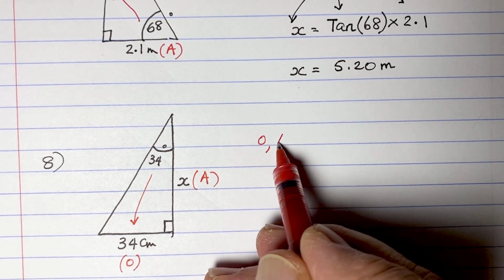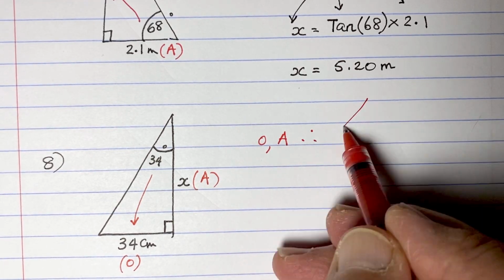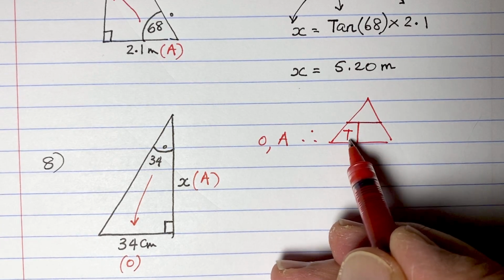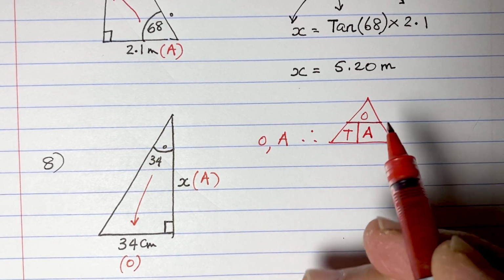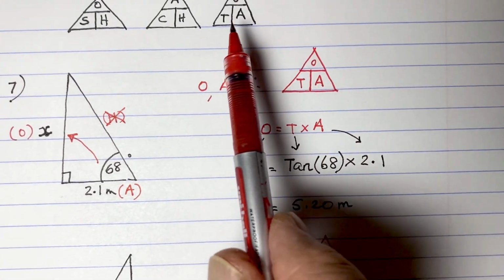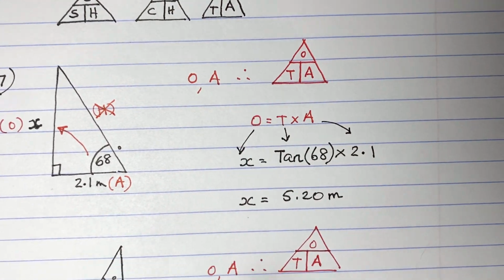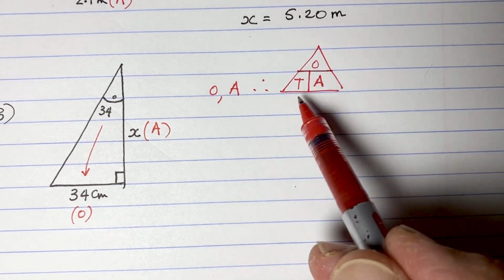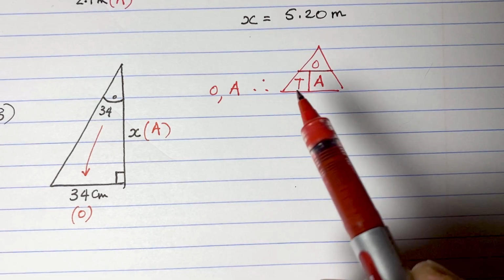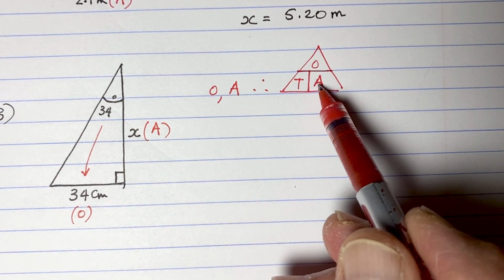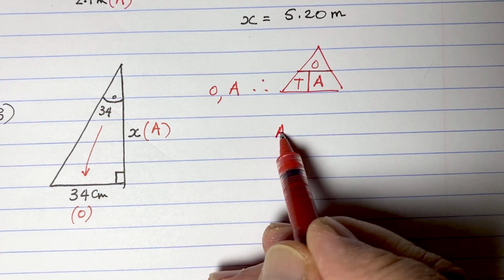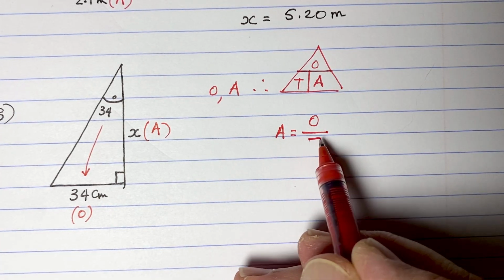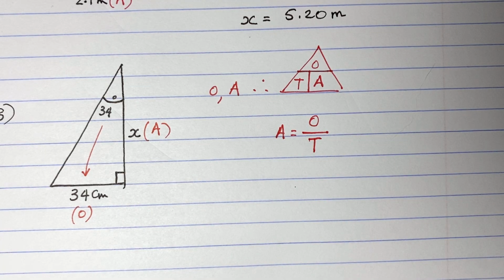Again, two letters, O and A, therefore TOA. O and A come in the TOA triangle. Once you choose the right triangle, then let us do the question. I'm looking for A. Cover A. And the triangle tells you divide O by T. Just follow the instruction from the triangle.